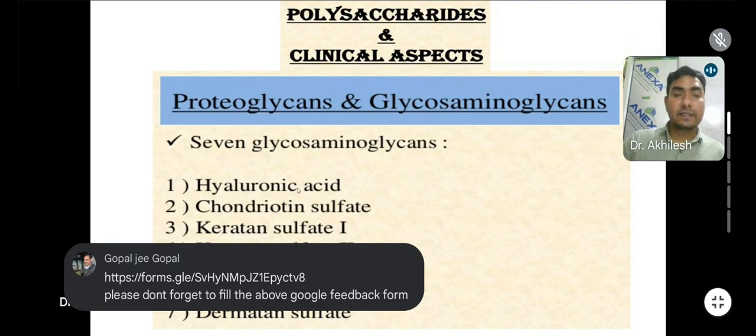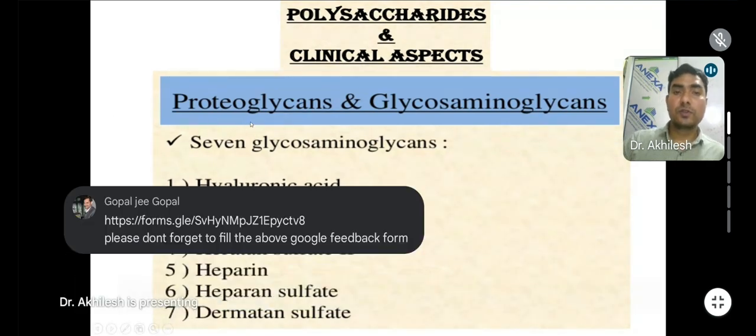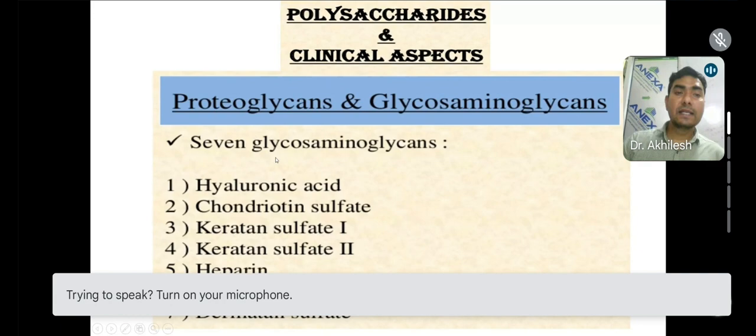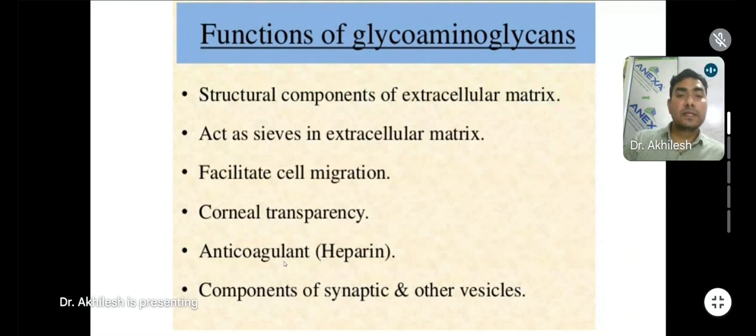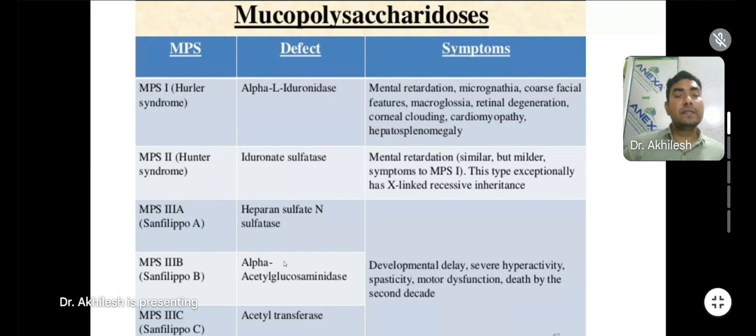Recently, I also came across some papers on the various glycosaminoglycans. I have listed hyaluronic acid, chondroitin sulfate, keratan sulfate, and these are all glycosaminoglycans, and they have varied functions, like signaling. Heparin is an anticoagulant, and they function in the extracellular matrix, migratory potential, and anticoagulant potential.